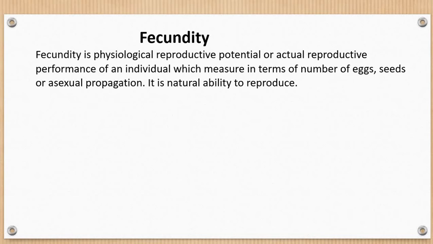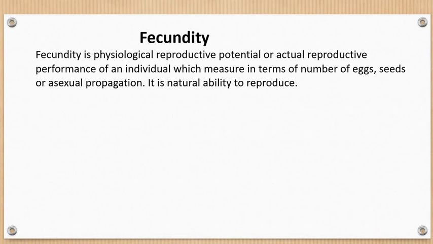But in those individuals in which good parental care is seen, the fecundity, or the number of offspring produced per reproductive cycle, is very low, say 1 to 12 offspring per litter or per reproductive cycle. It is seen in those individuals in which good parental care is observed.